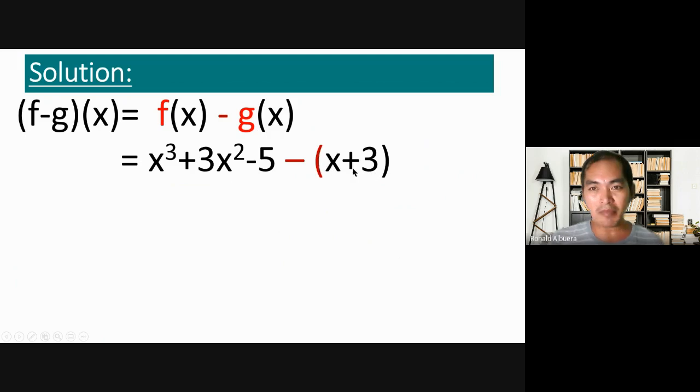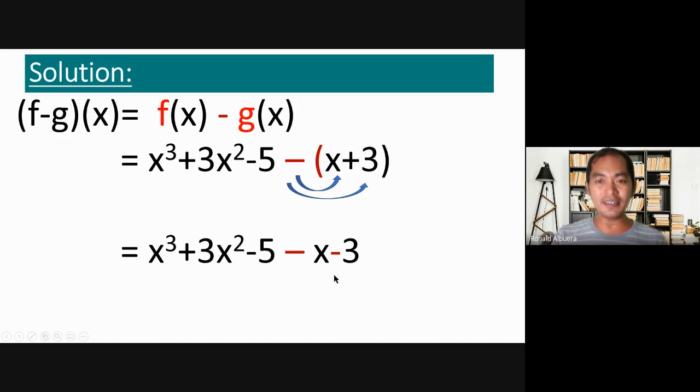Pero kung mapapansin nyo, may parenthesis siya kasi minus. Kailangan pa natin i-distribute yung minus sign inside the parenthesis ng g. It became negative x and then negative 3.